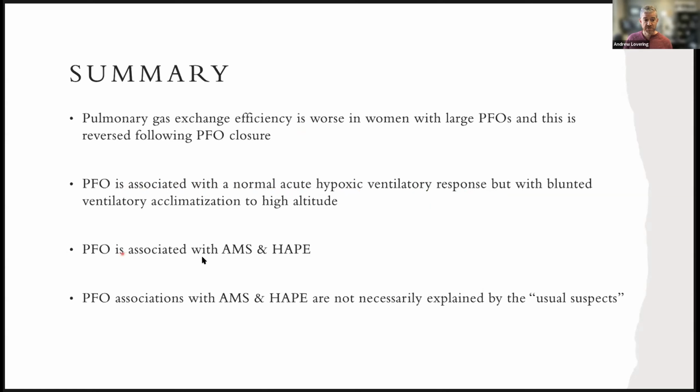We know that PFO is associated with acute mountain sickness and HAPE. However, these associations with AMS and HAPE are not necessarily explained by what I would call the usual suspects, which are hypoxemia, and altered ventilatory responses and cerebrovascular responses.